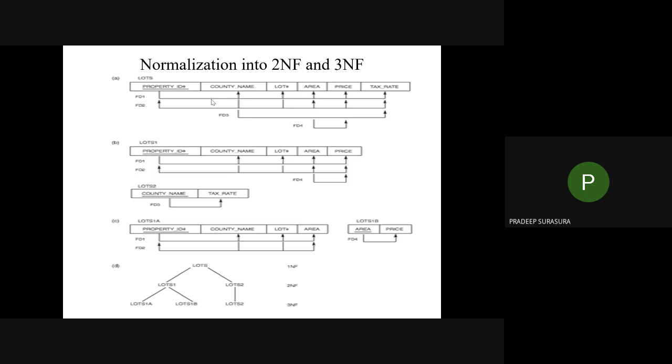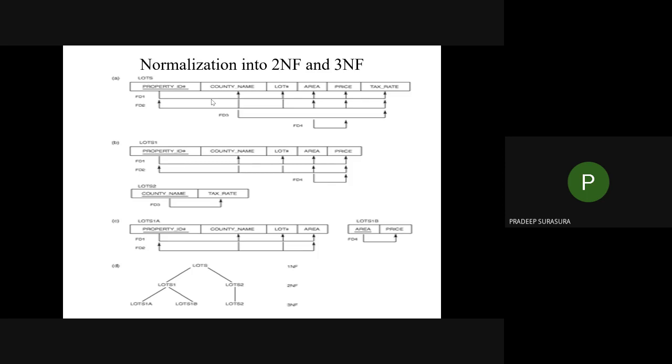So price is always dependent on the area. Depending on area only, the price will be reduced. So this FD4 violates third normal form. Okay, so we will try to break this again.